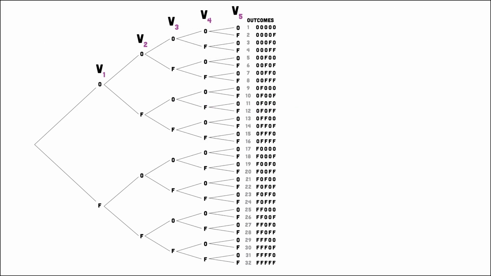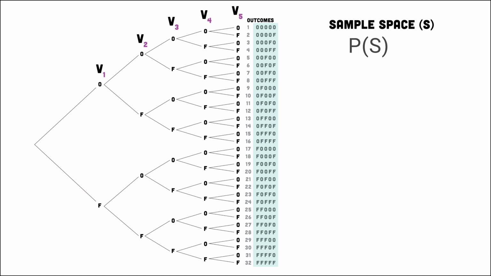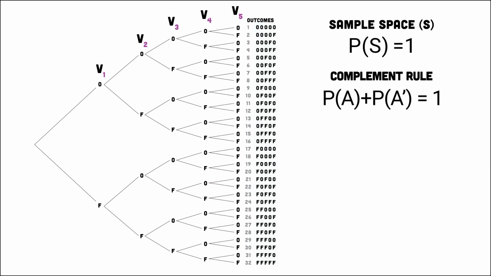We can visualize these outcomes through a tree diagram, which gives us our sample space, the set containing all possible outcomes for the experiment. The probability of an event occurring that is within our sample space is certain, or equal to 1. For this problem, we will use the complement rule, which states that the probability of an event plus its complement is equal to our sample space, which is 1. Where the complement is made up of the set of elements that are not in our event A, but are in our sample space.